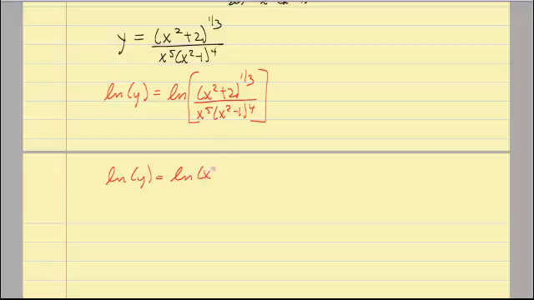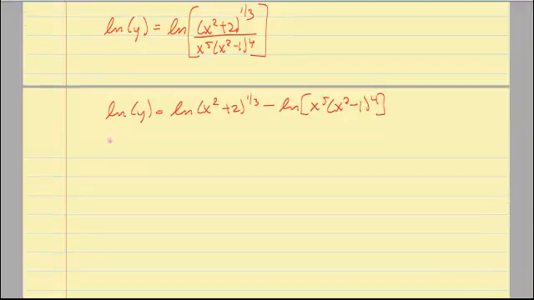So this would be the log of a quotient. The log of a quotient is the difference of the logs. So I'm rewriting using my rules of logarithms. Okay, and again, don't drop the left-hand side here. It's going to be very important. Bring the 1/3 down using my rules of logarithms.